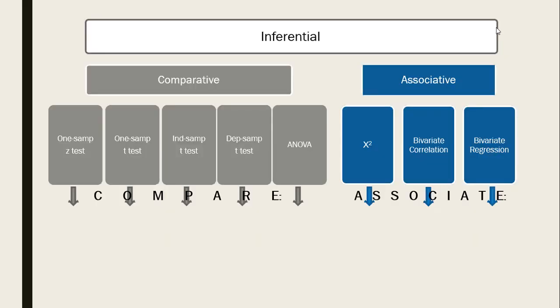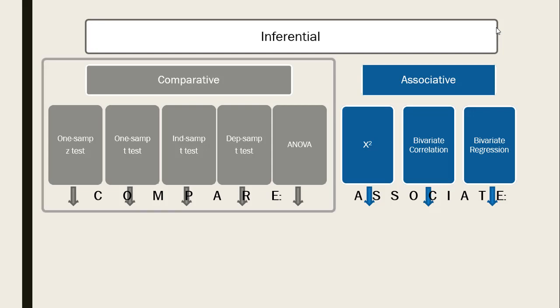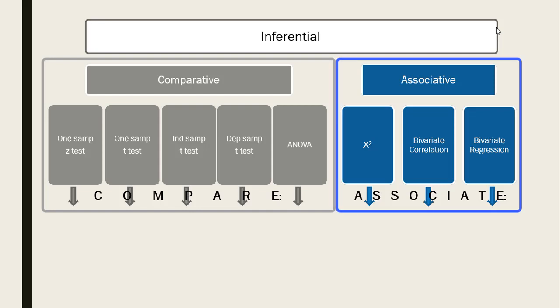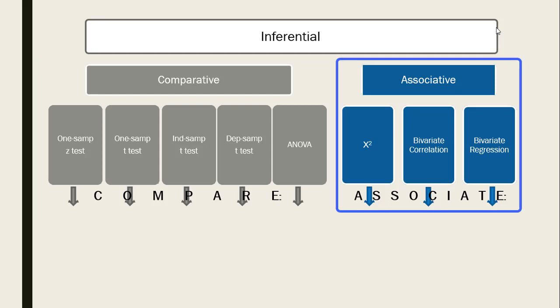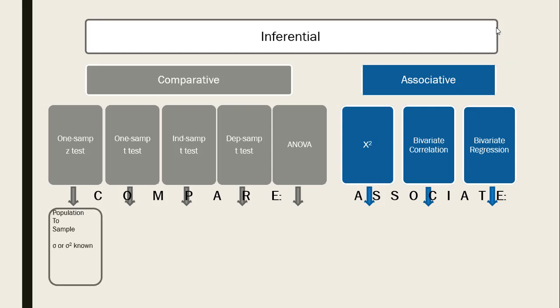So, broad overview visually of what we've talked about so far. We're looking at inferential statistics. Within inferential statistics, we have the comparative types of statistics on the left-hand side in gray. We have the associative statistics on the right-hand side in blue. And for our one sample z-test, what we're doing is comparing a population to a sample, and some measure of variability from the population is known. So we either have sigma or sigma squared, which represent the standard deviation or the variance for the population.